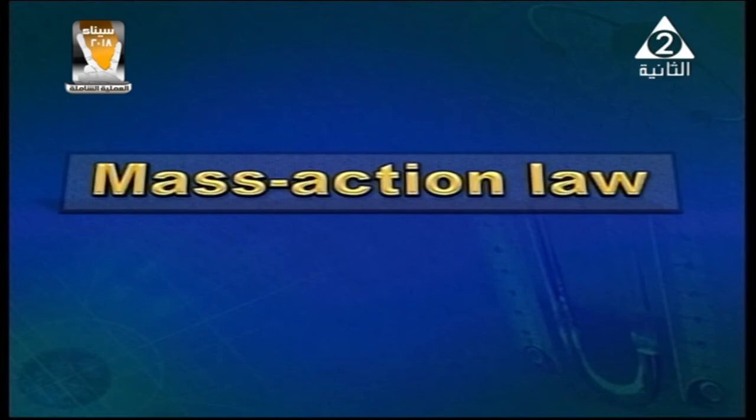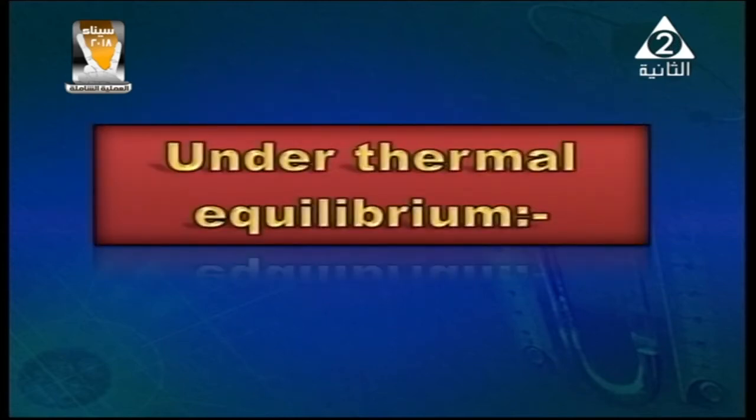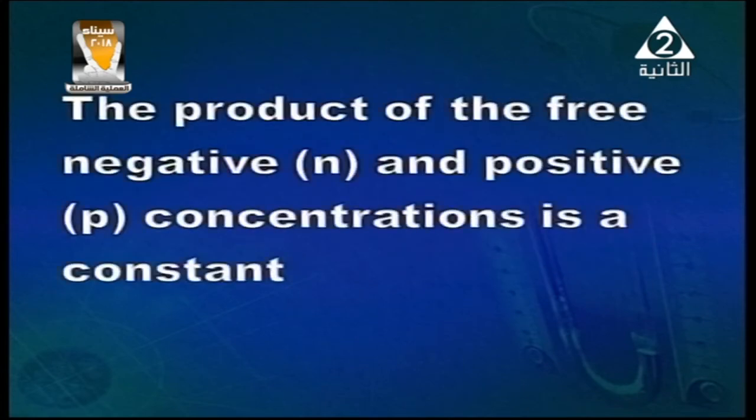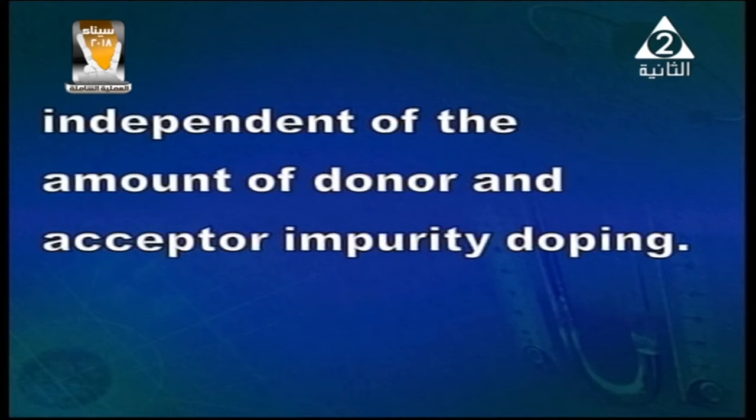And now we've got the mass action law, and it is very important. Under thermal equilibrium, what happens? The product of the free negative and positive concentration is a constant. Product of small n and p is a constant, independent of the amount of donor and acceptor impurity doping.